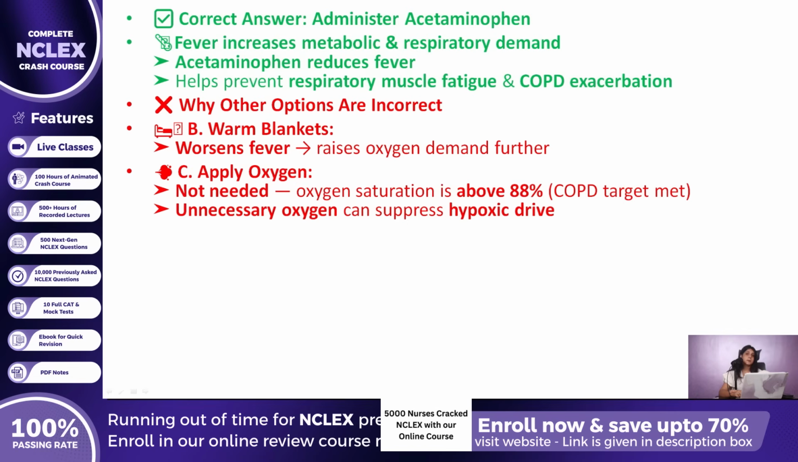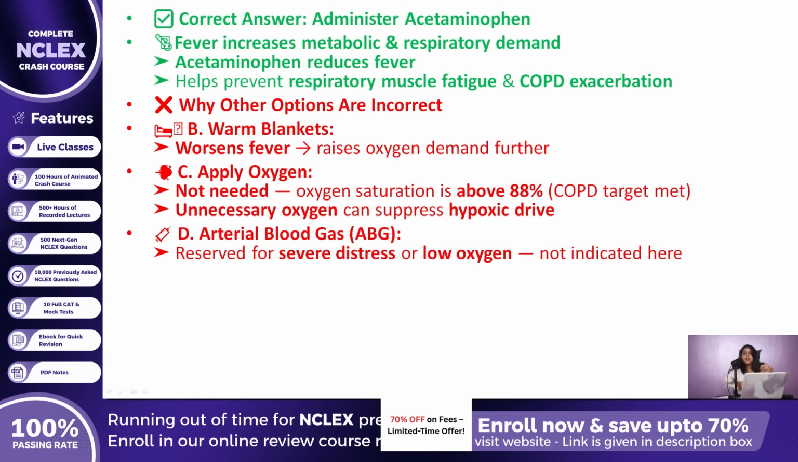Unnecessary oxygen could suppress the hypoxic drive and worsen carbon dioxide retention. Lastly, option D, obtaining an arterial blood gas, is reserved for signs of severe respiratory distress or low oxygen saturation, which are not present here.